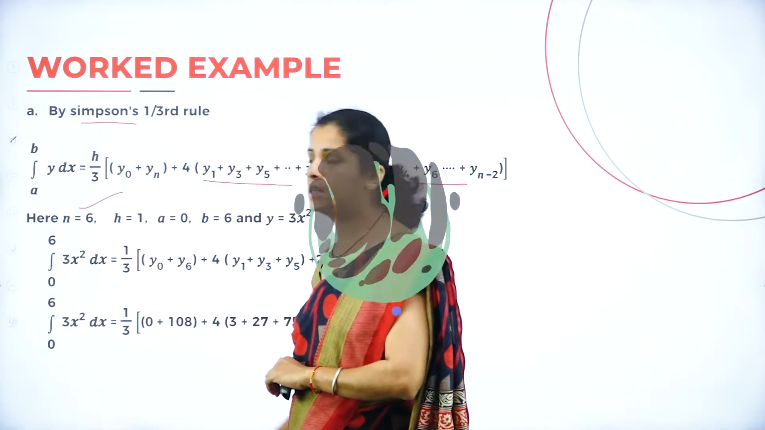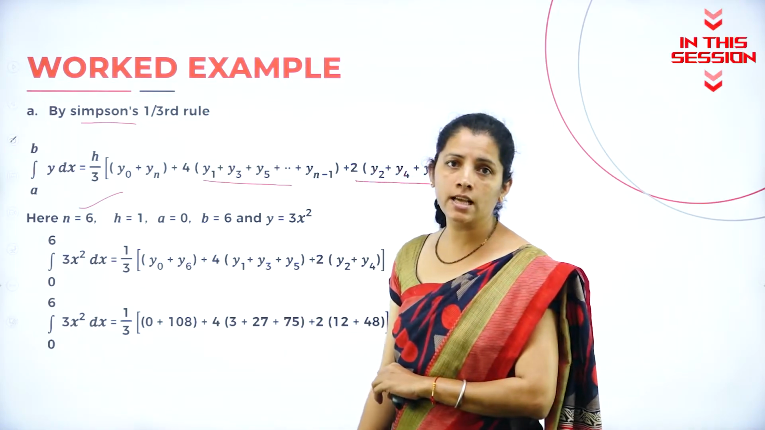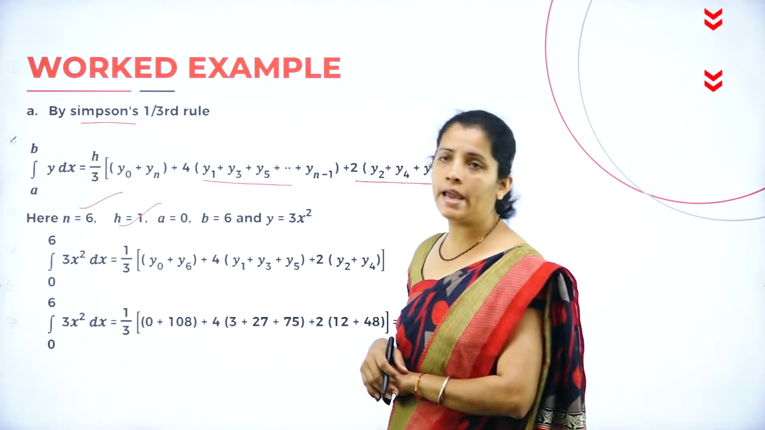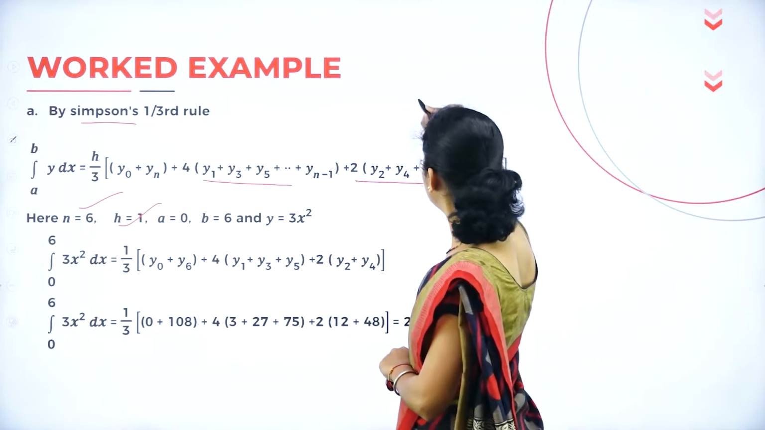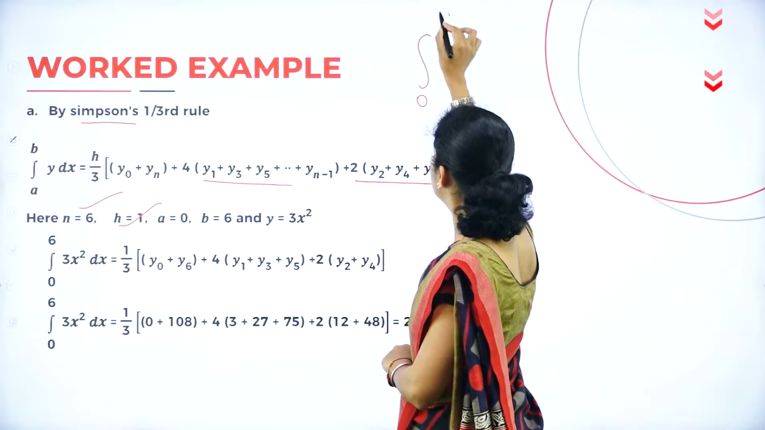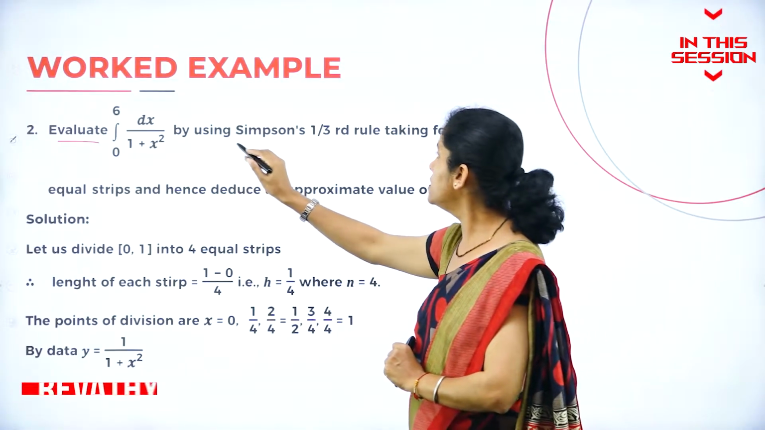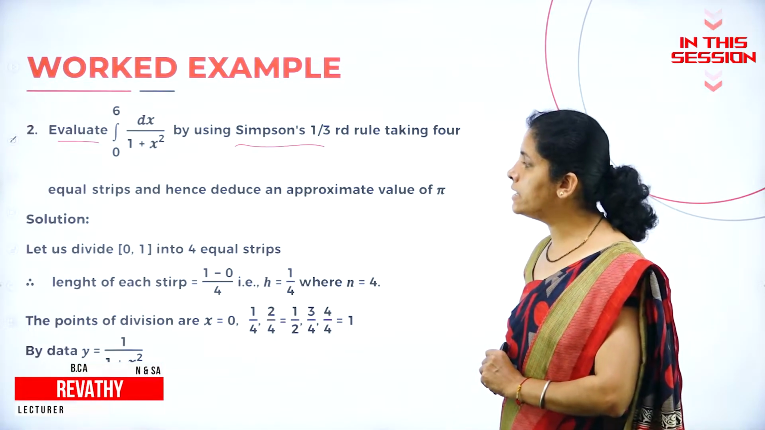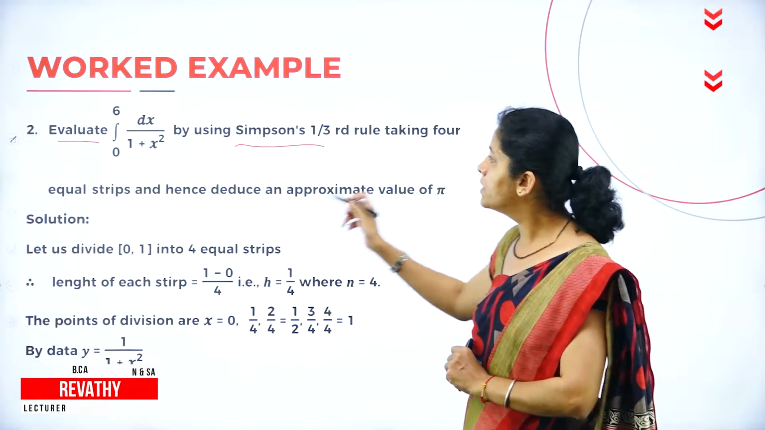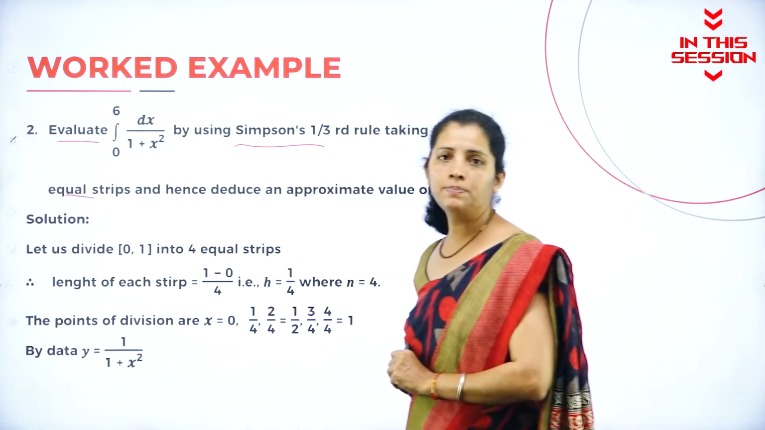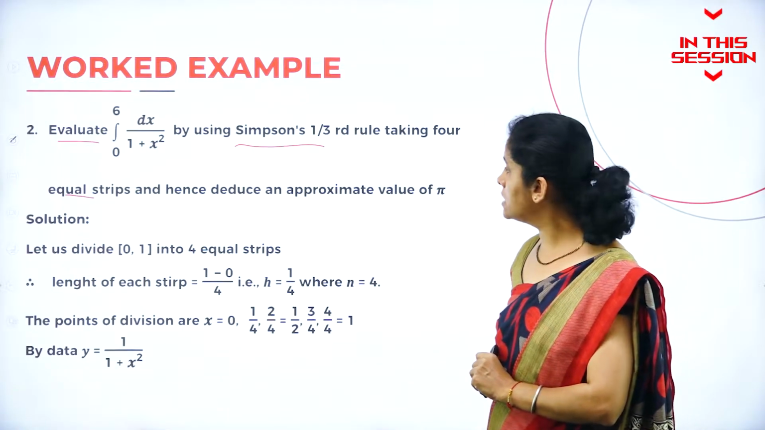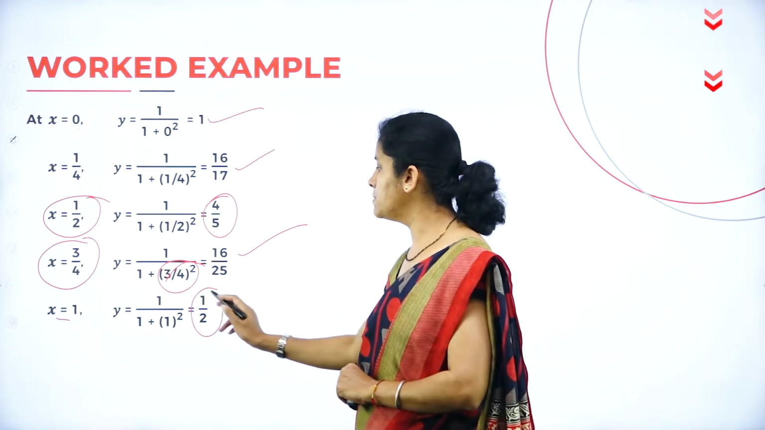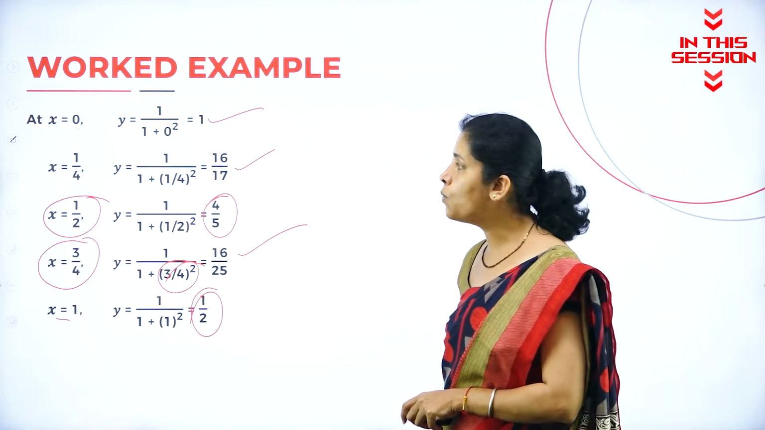n is nothing but 6, h is nothing but the height is 1 and a is 0. So 0 to 6 by using Simpson's 1/3 rule and taking that into 4 equal strips. When x is 1 and when I substitute and simplify, I'm going to get the answer 1/2.